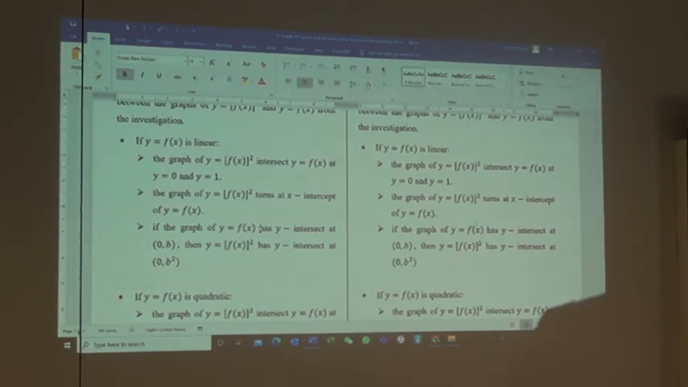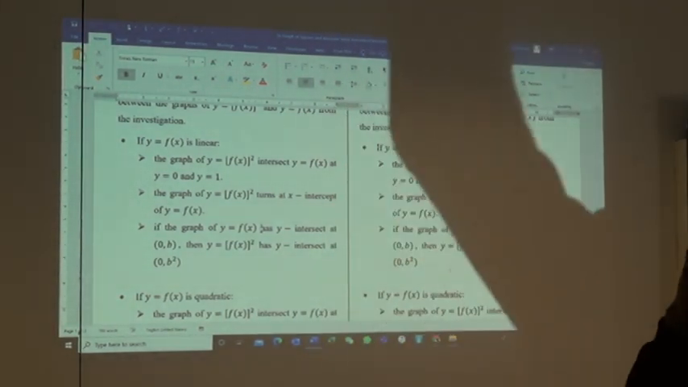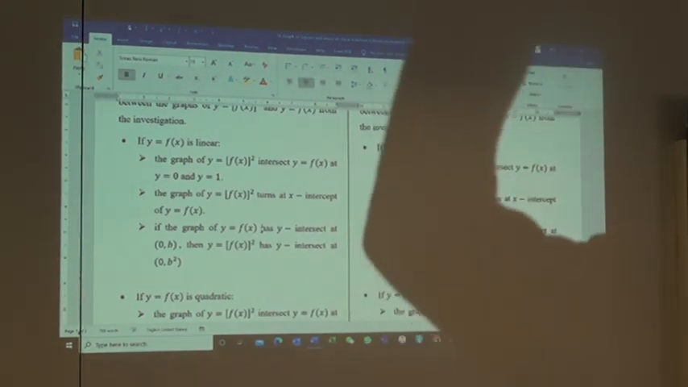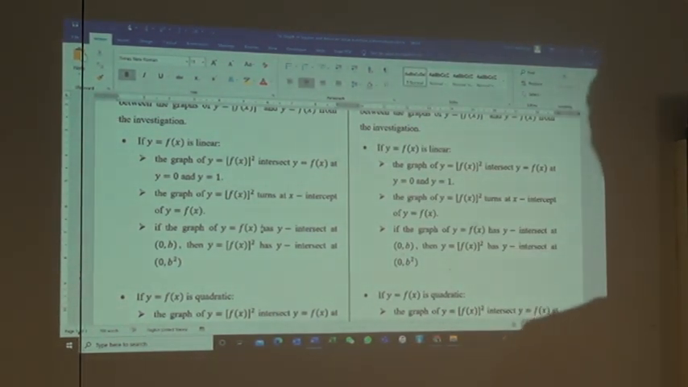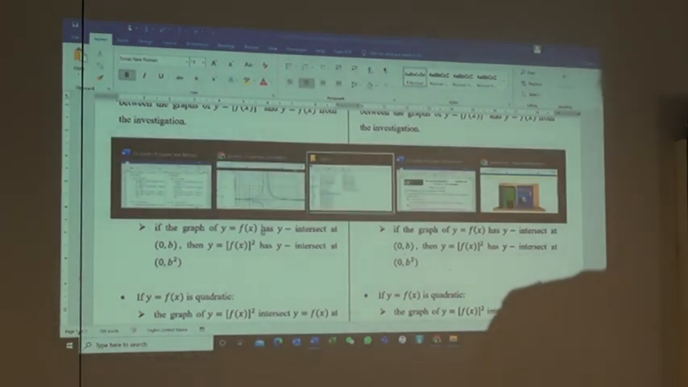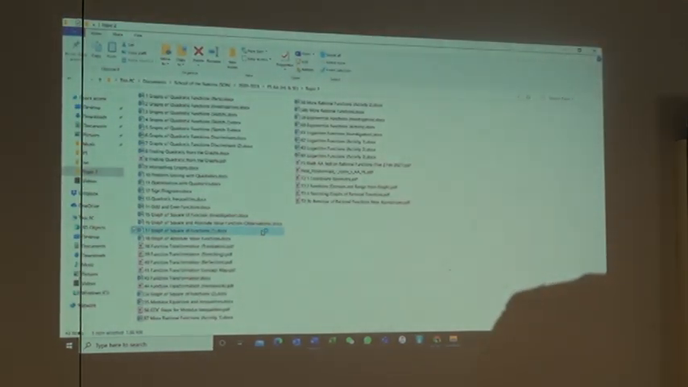And as expected, if the graph of y has a y-intercept of (0, b), the squared graph will have (0, b squared). When you substitute x equal to 0 in one, you get b; in the other one, it automatically becomes b squared. So if you want to sketch, take note of those parts. I'll give you an instance. This is the worksheet I'm giving you.